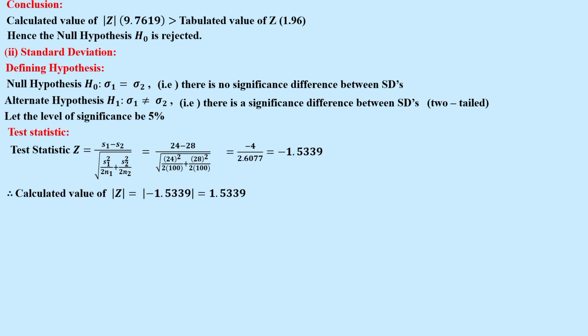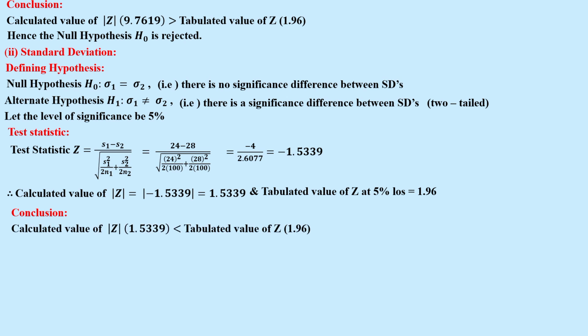So the calculated value is the modulus value of the test statistic, so you will get 1.5339. Tabulated value at 5% level is 1.96. Conclusion: calculated value is less than the tabulated value. Therefore H0 is accepted. So there is no significant difference between the standard deviations.